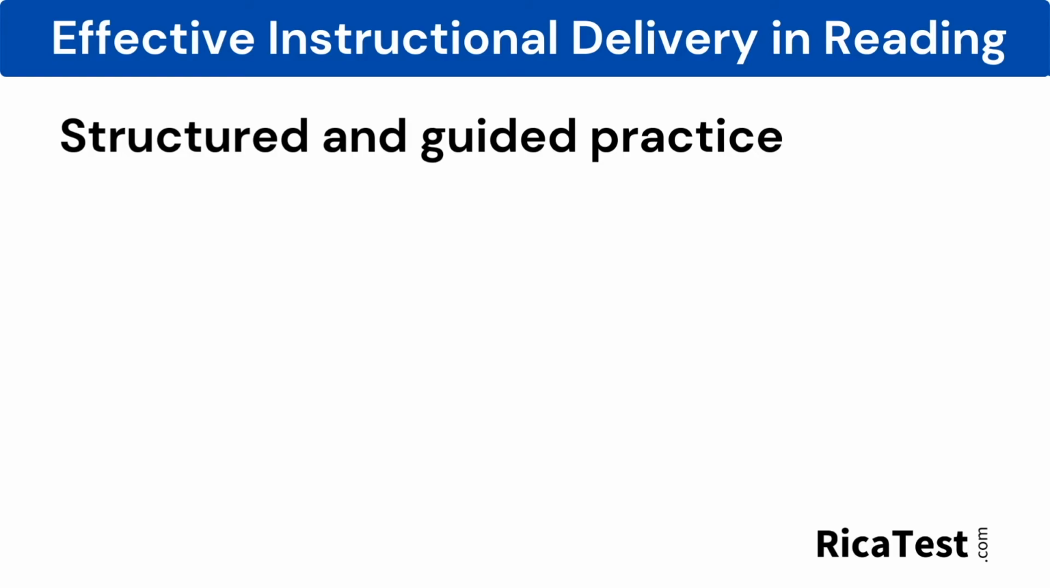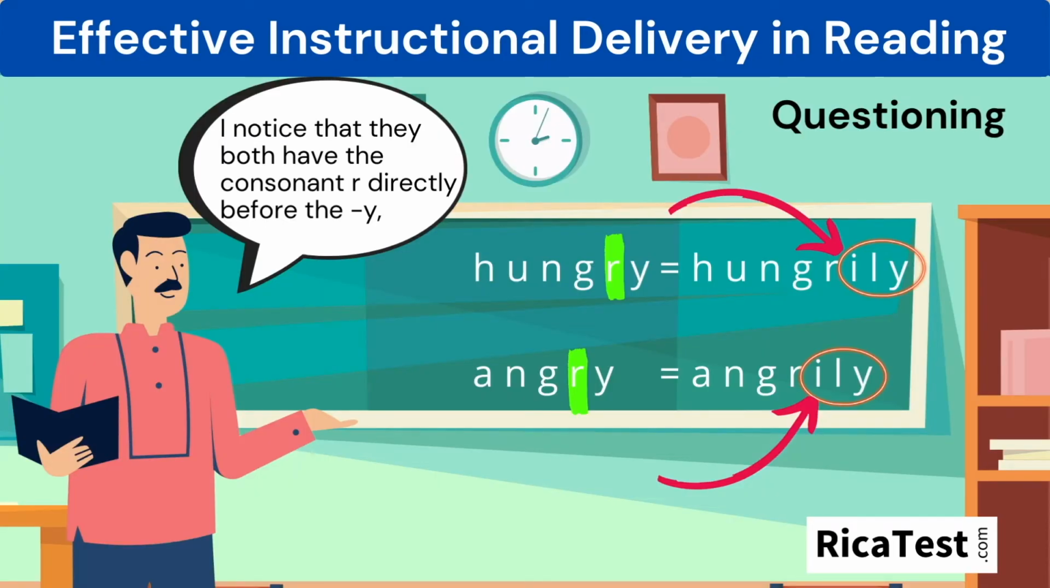It might also come in the form of questioning, where the teacher checks for comprehension and understanding from the students. For example, can I get a student to say in their own words why I added the I in hungrily and then also in angrily?